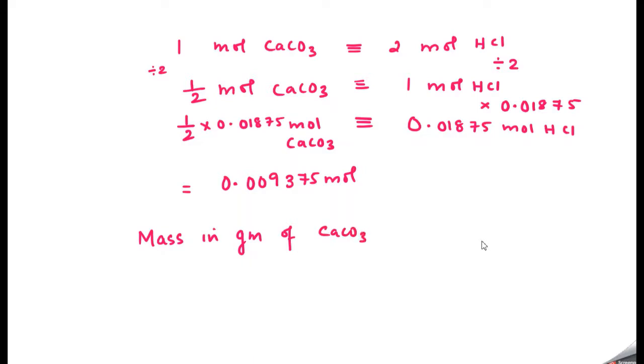How will you find it? We know that we have a standard formula. Number of moles is equal to mass in gram divided by molecular mass. So mass in gram becomes number of moles into molecular mass. Correct? So tell me, what is the number of moles?